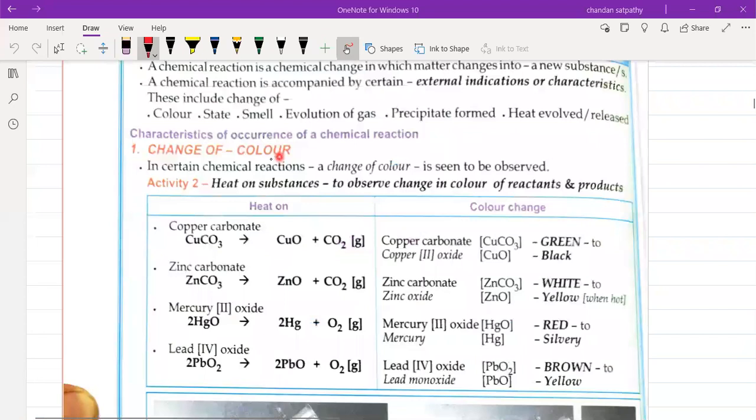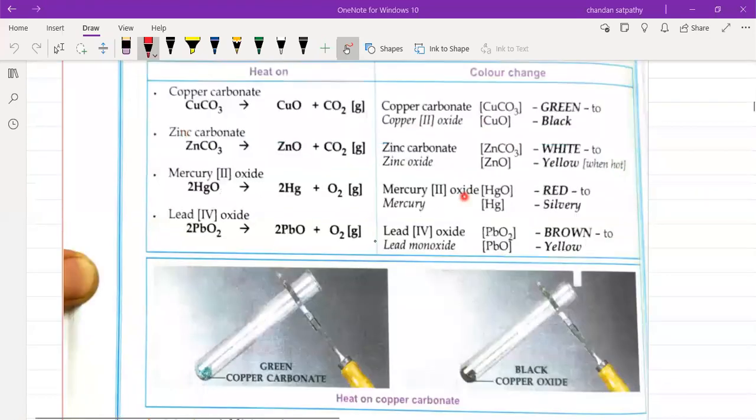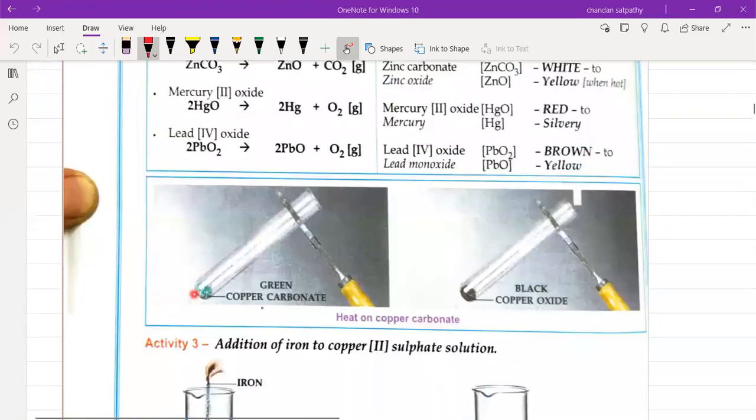In many reactions, the color changes. For example, copper carbonate, when heated, breaks into copper oxide and carbon dioxide. By seeing, we cannot know what is actually happening, but we can know by the characteristics. Here the green color copper carbonate changes to black color copper oxide when it is heated.